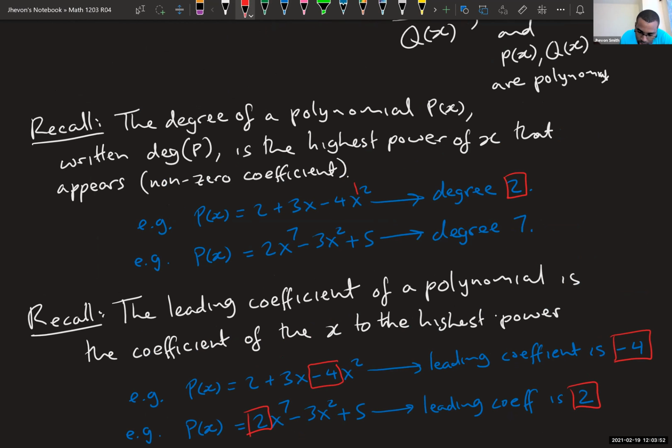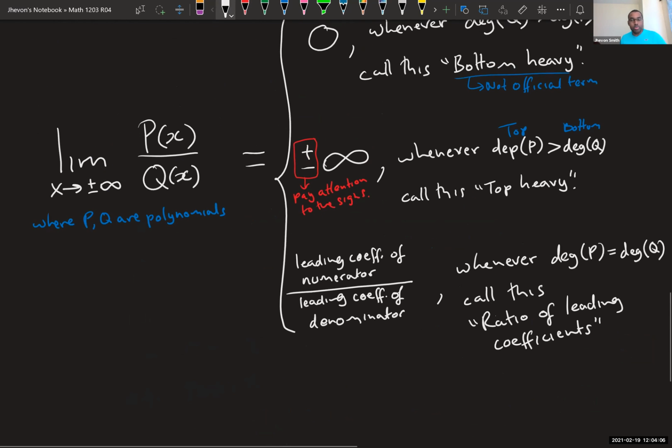So this 2 here is coming from there, and this 7 here is coming from there. So when you're looking at the degree, it's the power. When you're looking at the leading coefficient, it's the coefficient of the guy with the highest power. Okay, so make sure you know that. So let's talk about this part.